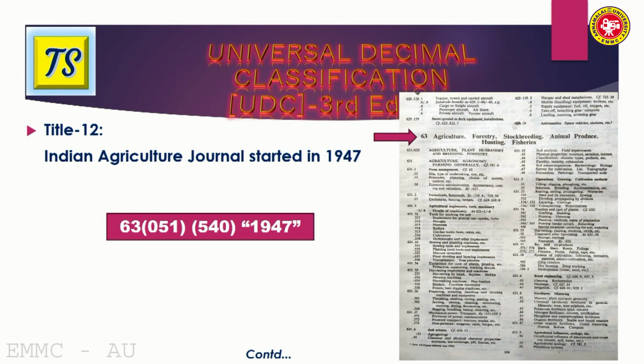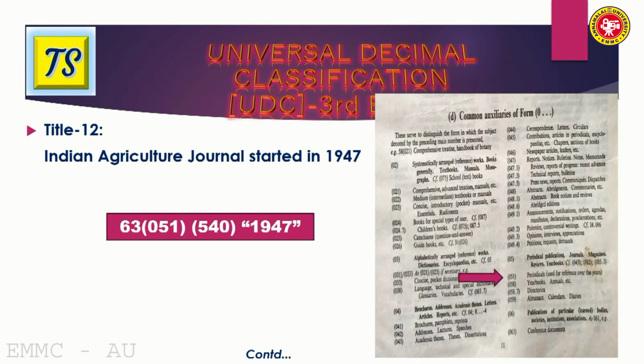How to select this number? If you visit page number 104 in the schedule, you can find the basic class agriculture, where the notation 63 is available. Pick up this number. And this is the common auxiliaries of forms. The form number you can find here. Observe carefully: 051 is provided against the term periodicals. So all kinds of publications, journals, magazines are provided under 05. Here 051 is the suitable number.